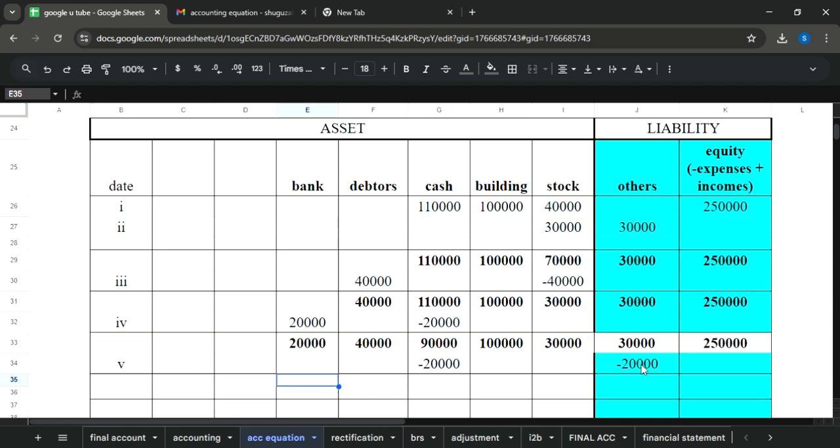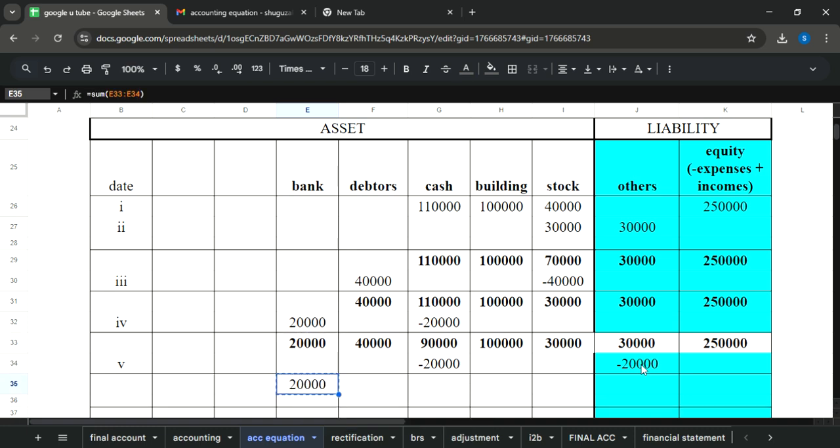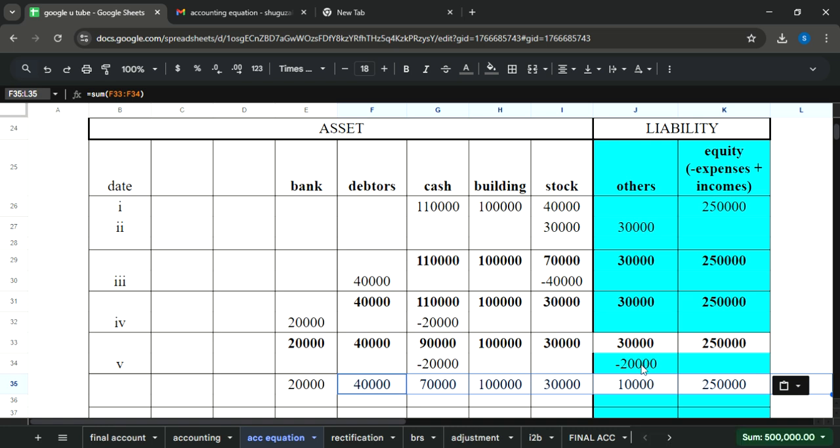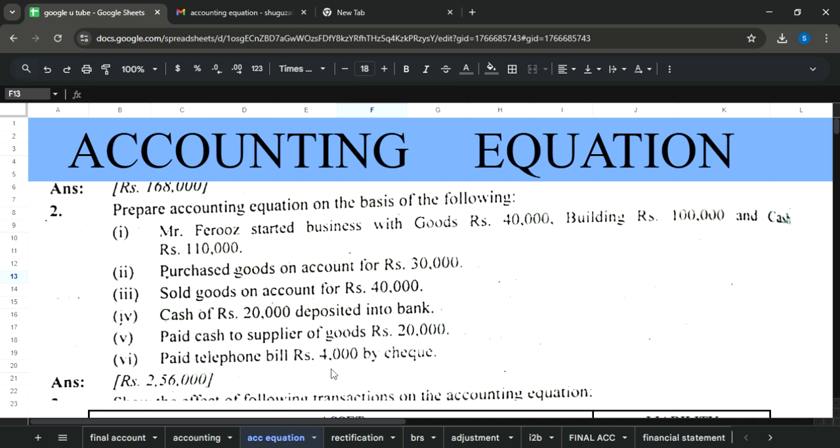Again we will take the total of all sides. In this way our entry number 5 has been completed. The next step, entry number 6, paid telephone bill. Since it is a bill and paid by check, underline this word. This is very interesting. You have paid the telephone bill by check. So cash is not going out. The bill has been paid through check.